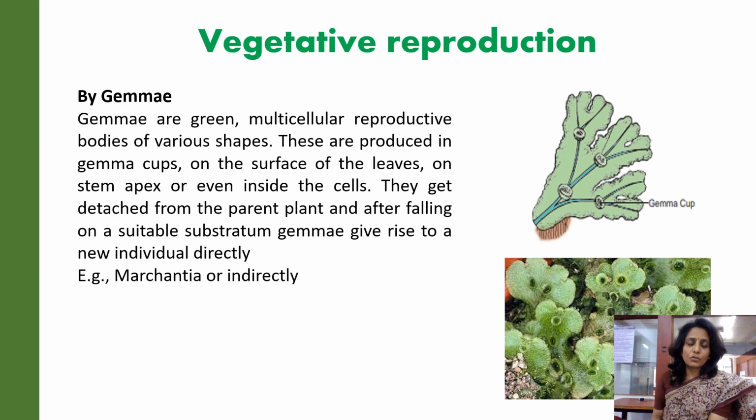The next method of vegetative reproduction is by gemma formation. Gemmae are small, multicellular green reproductive structures which are present on the surface of the thallus. They are seen particularly on the dorsal surface along the midrib region. At maturity, they get detached from the parent plant, and after falling onto a suitable substratum, the gemma gives rise to new individuals. These are seen in Marchantia.